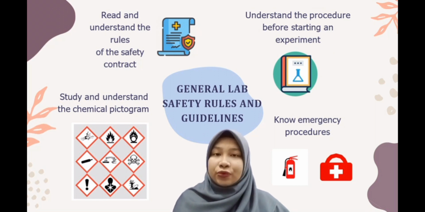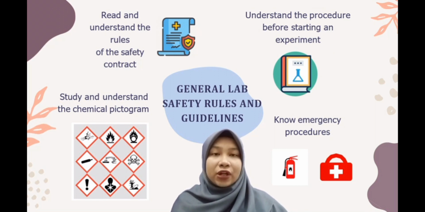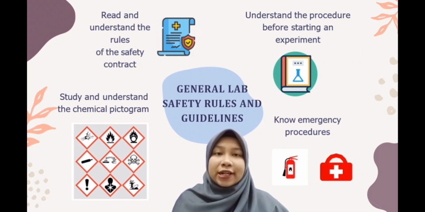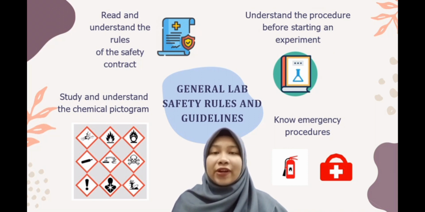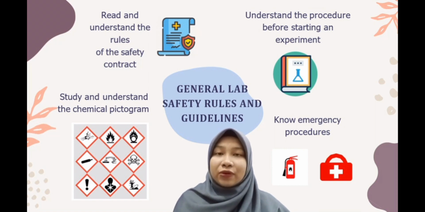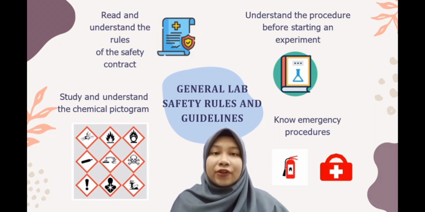Firstly, students should read and understand the rules of the safety contract. Students and their guardians will sign this contract to ensure the safety of the students. Secondly, students must know about the emergency procedures and be familiar with what to do in case an accident occurs and whom to report or to contact. It is imperative to know where items like fire extinguishers, emergency showers, eye wash faucets, first aid kit, and fire blankets are stored, and how to use them.